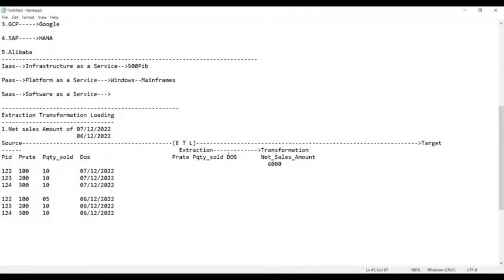Now, date of sales. Date of sales is also required, so I'm adding one more column here. What's the date of sales? The date of sales is 7/12/2022, so just paste it here. Now, can you see? You have found out the net sales amount of 7th December 2022, which is 6000 rupees.